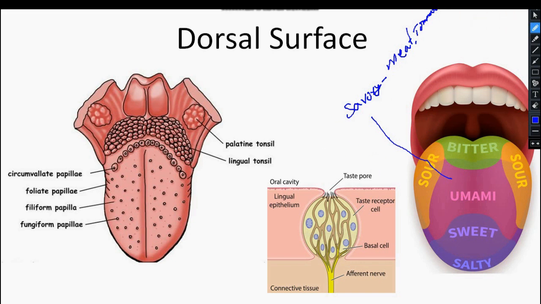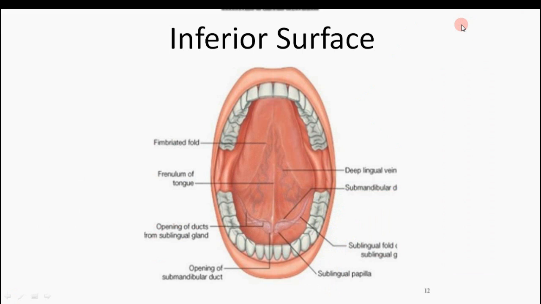Next we talk about the inferior surface of the tongue. This is the inferior surface of the tongue, and it is covered by the mucous membrane. This inferior surface has a fold. This fold is known as the frenulum of the tongue, and it attaches the inferior surface of the tongue to the floor of the mouth.